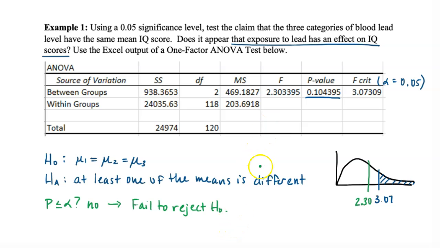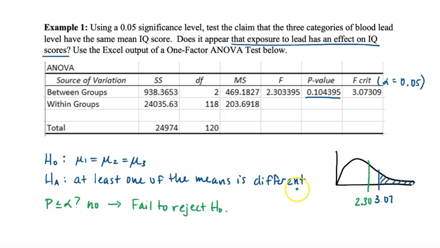Okay. But this doesn't really tell me much about my claim. Does it appear that exposure to lead has an effect on IQ score? So let's think about it. If exposure to lead does have an effect on IQ scores, then wouldn't the mean IQ scores from the different lead levels be different? If at least one of the means is different, this means that exposure to lead has some sort of effect on IQ scores.